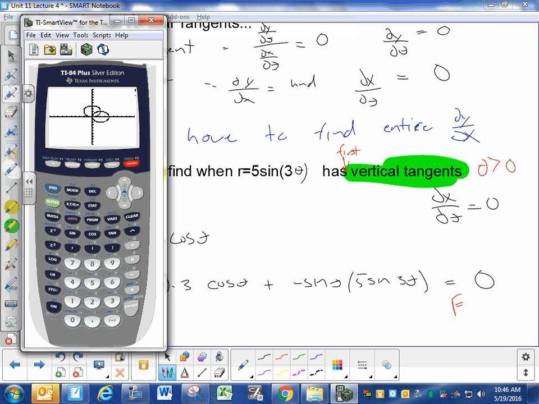Let's say I have an equation 4 sin θ is equal to 4 cos θ, and I want to find these intersections. Well, I would typically go to second calc, and what would I look for? Intersect, right? Do I see intersect anywhere? No. So in polar mode, you can't do this.